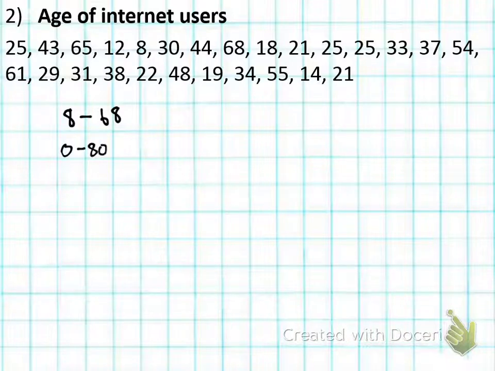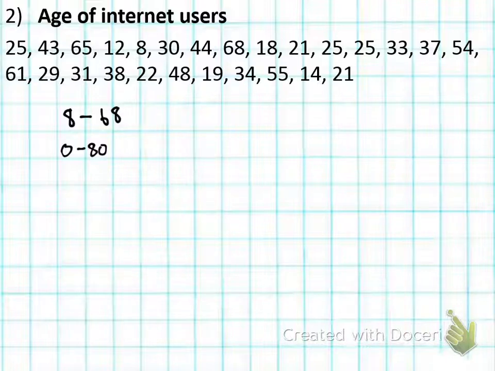So this is where it's hard. You have to be creative. Does it matter what intervals you use? Now remember, you are the statistician. You get to show the numbers the way you want, because you're presenting a picture to whoever you want to show it to. All right? So we're going from 0 to 80.